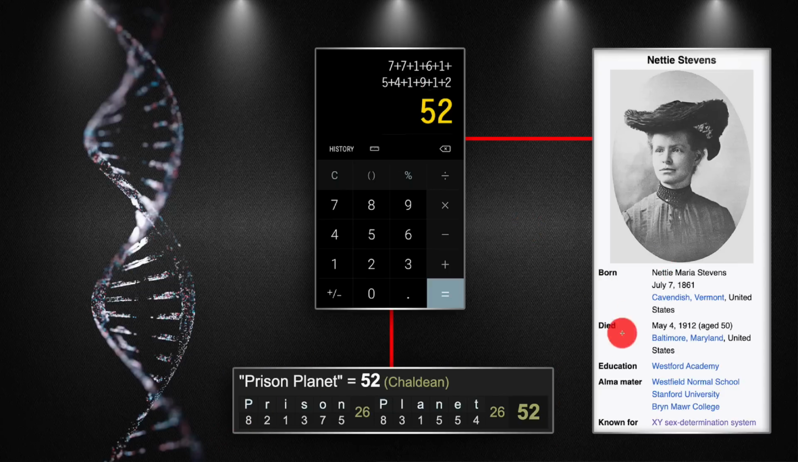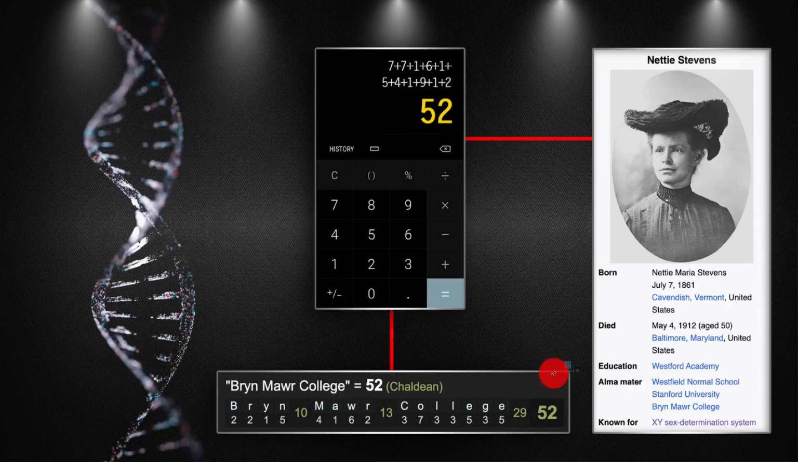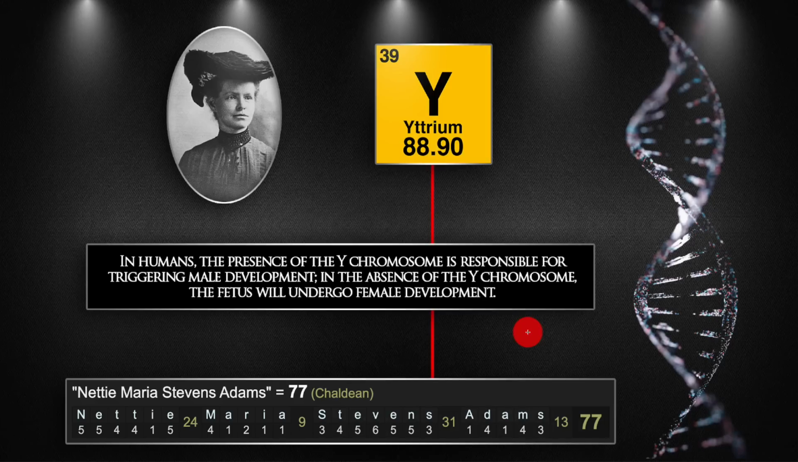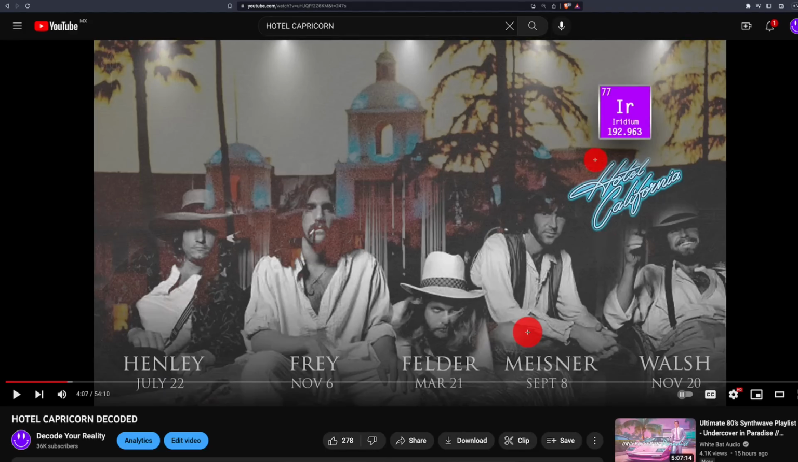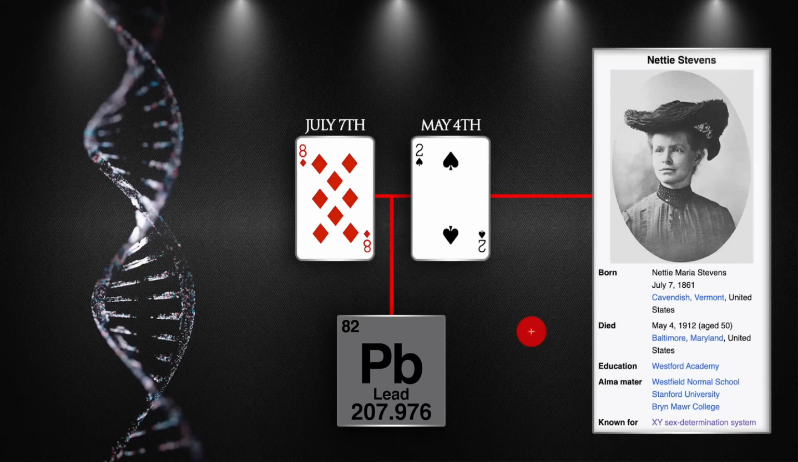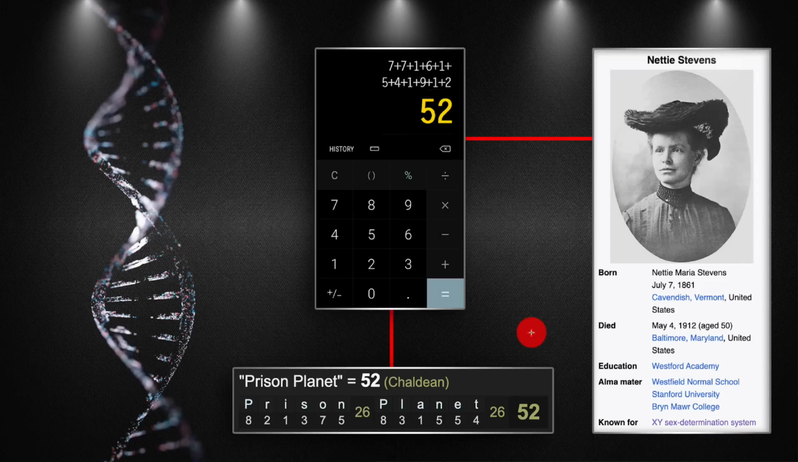I look at as many things as I can. There's no way. And then even the college she went to. Right here. To discover 52. Come on. Really? To discover the sex chromosomes? 52. Prison planet. And then she's got the 77 with the Hotel California and these guys' birthdays. No way. Mankind is not coding this, folks. We're living in a scripted, predestined reality.